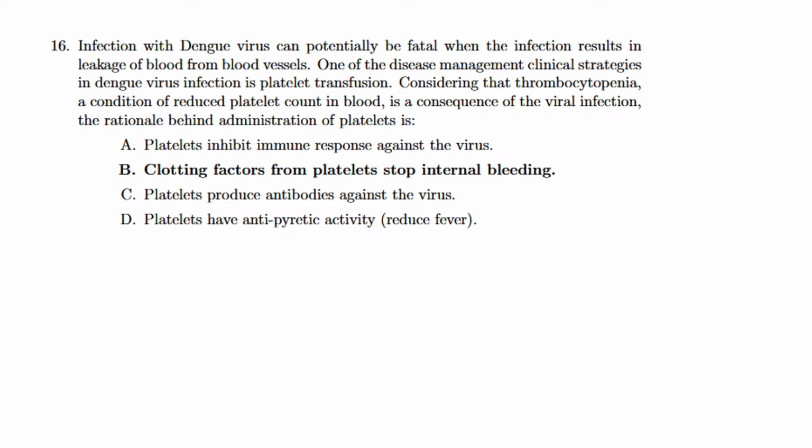This is a question from body fluids and circulation. It talks about the dengue virus, but this is a direct application question on platelets. What do platelets do? Platelets have clotting factors that stop bleeding. In the case of dengue virus, there is leakage of blood from the blood vessels. This is treated by transfusing platelets into the patients. Platelets have the clotting factors that stop the internal bleeding. So this option is correct here.